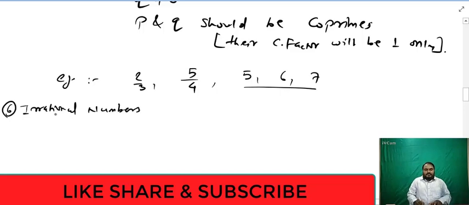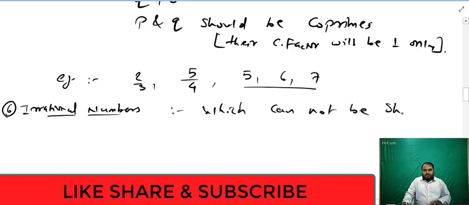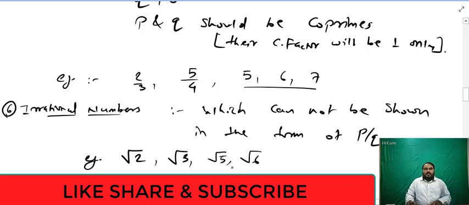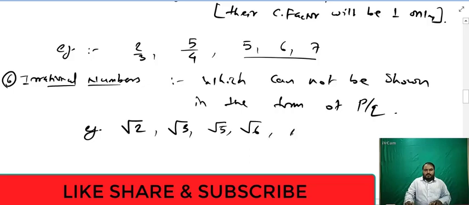Now we will take irrational numbers. The numbers which cannot be shown in the form of p by q are irrational numbers. Examples of irrational numbers: all the values with square root, root 2, root 3, root 5, root 6. These are all irrational numbers, as well as pi.